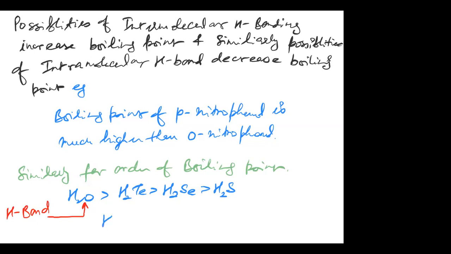Same in the case of HF. It has more boiling point than HI, more boiling point than HBr, more boiling point than HCl, and again due to the same reason, it consists hydrogen bonding. So HF consists higher boiling point due to intermolecular hydrogen bonding. H2O consists higher boiling point due to intermolecular hydrogen bonding.